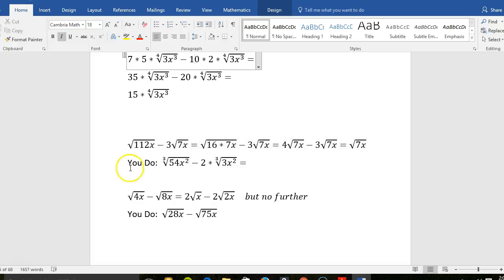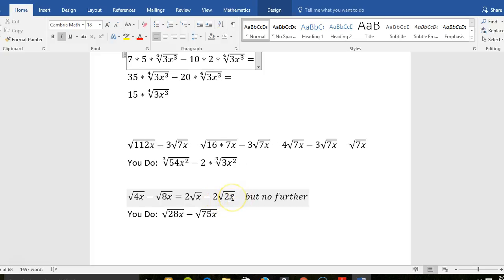Now guys, I'm going to leave this next example for you to practice with. Let's look at this problem: the square root of 4x minus the square root of 8x. Now the 4 comes out as a 2. Remember, the biggest perfect square that goes into 8 is 4, and that 4 comes out as a 2. So I get 2 radical x minus 2 radical 2x.